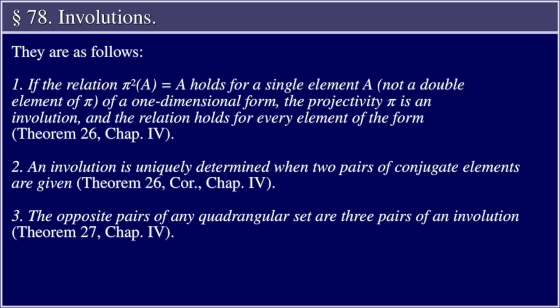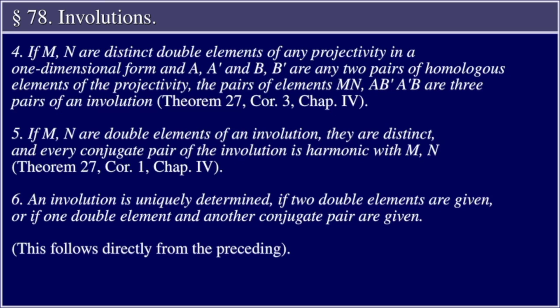3. The opposite pairs of any quadrangular set are three pairs of an involution. Theorem 27, Chapter 4. 4. If M and N are distinct double elements of any projectivity in a one-dimensional form, and A prime and B prime are any two pairs of homologous elements of the projectivity, the pairs of elements MN, AB prime, A prime B are three pairs of an involution. Theorem 27, Corollary 3, Chapter 4.